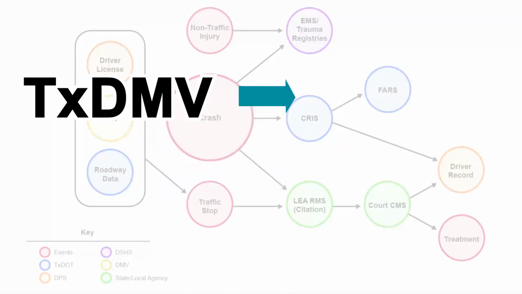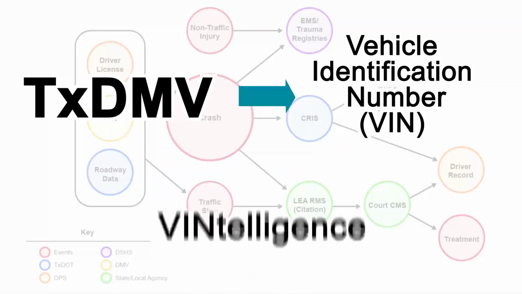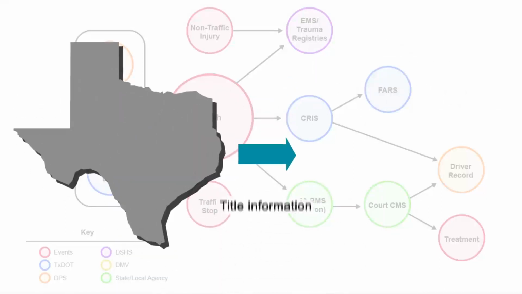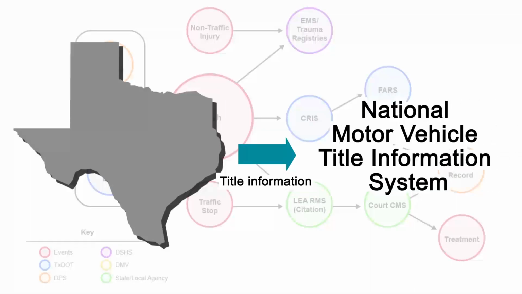TxDMV validates every vehicle identification number via the Vintelligence verification software. The state provides title information for original Texas titles and salvage and non-repairable titles to the National Motor Vehicle Title Information System. This system ensures you have accurate vehicle information during traffic encounters.